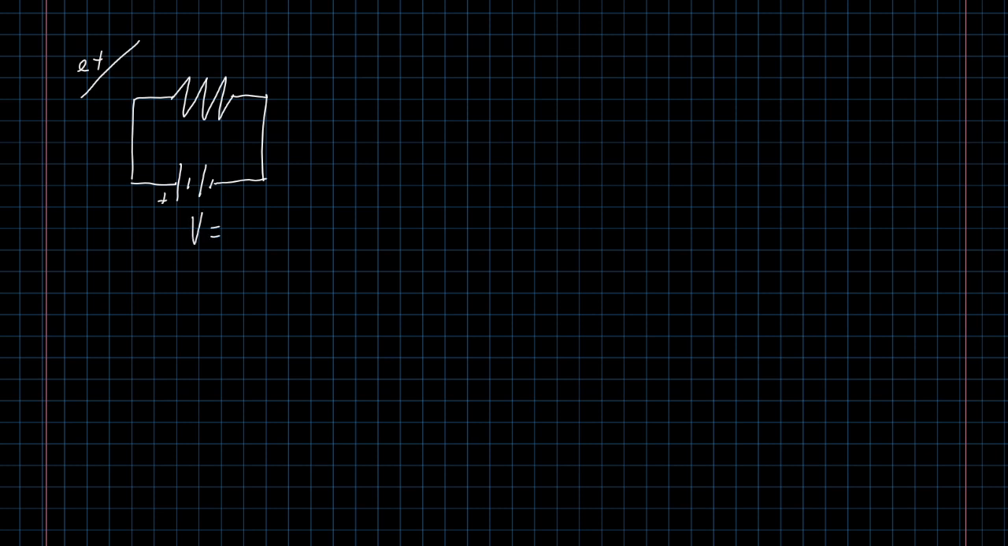We can look at our battery. Maybe we've plugged in a battery that is labeled as producing 6.0 volts. And we know our resistance. We know that this resistor is providing something like 1.2 kiloohms.